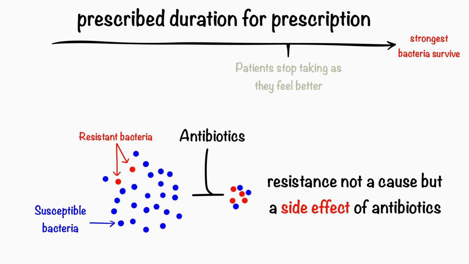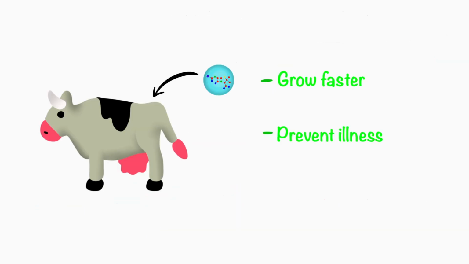Remember, antibiotics don't create resistance directly. They simply kill off the weak bacteria, leaving the playground clear for resistant ones to take over. That's why finishing your full course of antibiotics is crucial. It ensures all bacteria are destroyed, not just the weak ones. The problem extends beyond hospitals and clinics. On farms, antibiotics are sometimes given to healthy animals to make them grow faster and prevent illness.